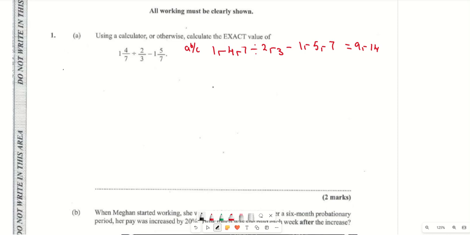First things first, we always follow BODMAS. There's a combination of operations here, division and subtraction. That means we have to divide first and then subtract. That tells us the order.